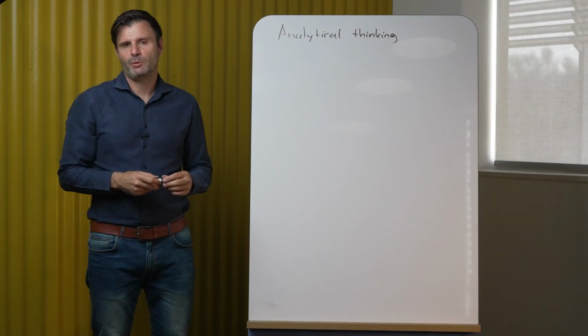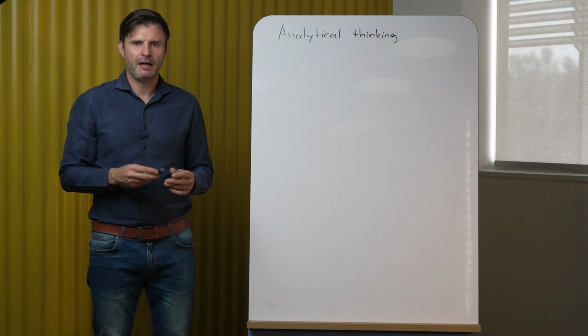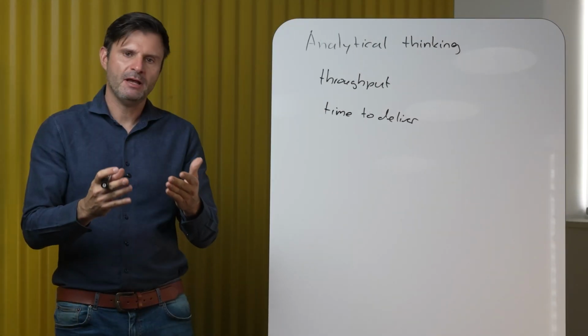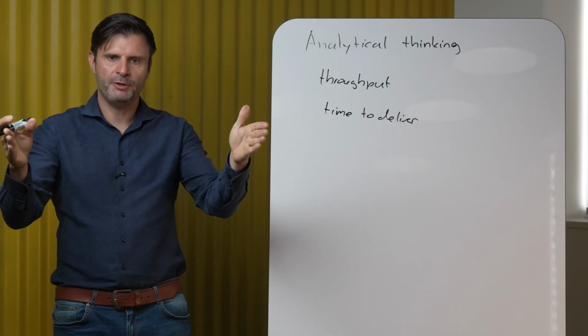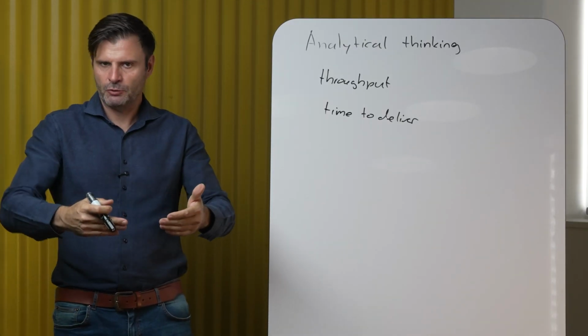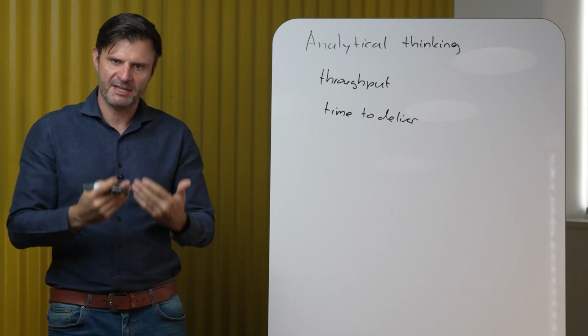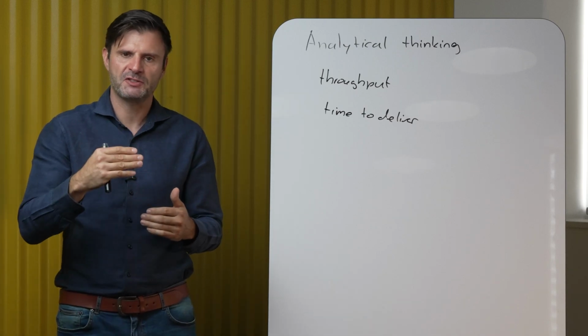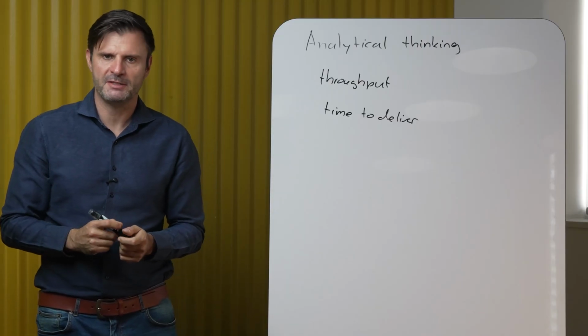The next thinking that we will apply, analytical thinking, helps us to understand the problem. Throughput and time to deliver. These are two basic data points. However, they tell us so much. How long did the customer need to wait until their need was satisfied? Throughput, on the other hand, was our ability to serve the customer with all the constituent parts in between.